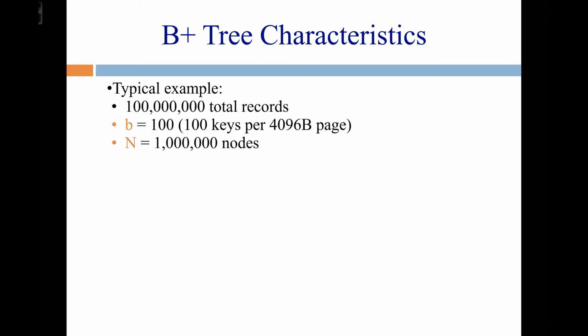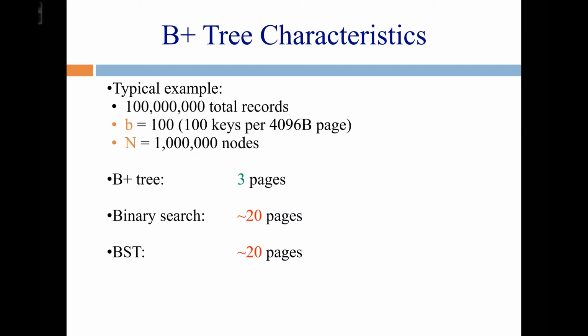So let's look at an example with some actual numbers. Let's say we have 100 million total records in the index, and this is kind of more realistic of a real actual large database. So let's say the branching factor is 100, so that means we can fit 100 keys per page. That's why the branching factor is 100. And that's just determined by the size of the key. Okay, and so that means if we have 100 keys per page and we have 100 million total records, then we will have 1 million total nodes or total pages.